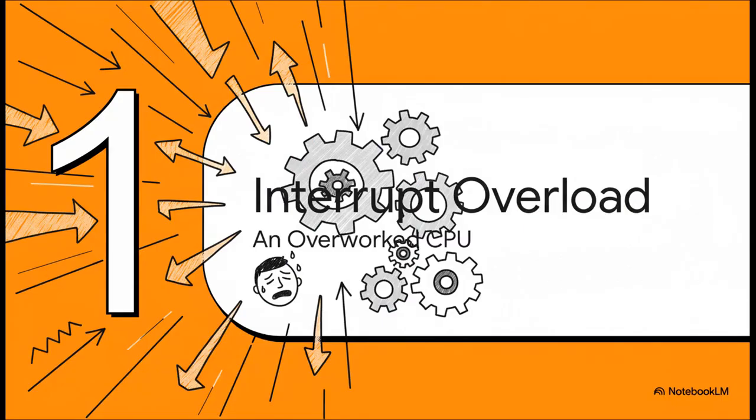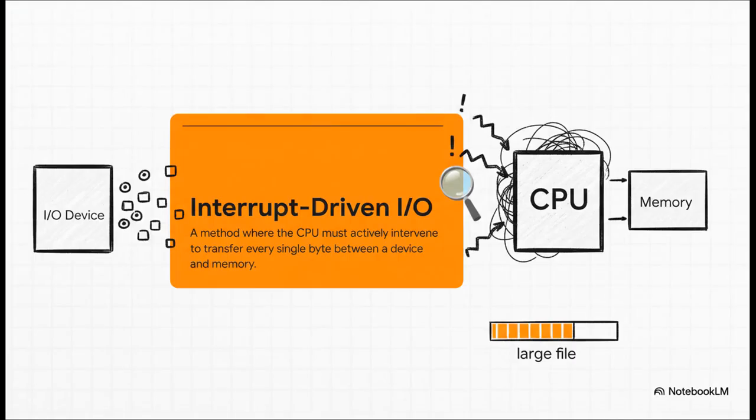Okay, so to really understand the solution, we first have to appreciate the problem itself. And that problem is having a totally overworked CPU thanks to what I call interrupt overload. Let's look at the old way of doing things. The standard method is called interrupt-driven I/O. So imagine you're downloading a huge file. With this method, every time a tiny little piece of data arrives, the I/O device basically has to tap the CPU on the shoulder with an interrupt signal saying, "Hey, got another byte for you, come and get it."